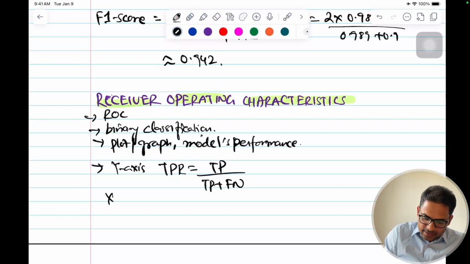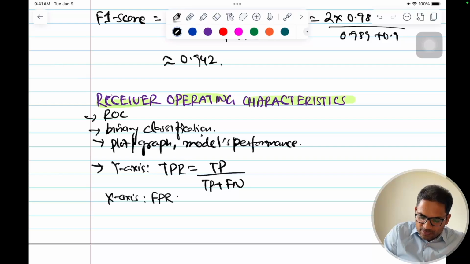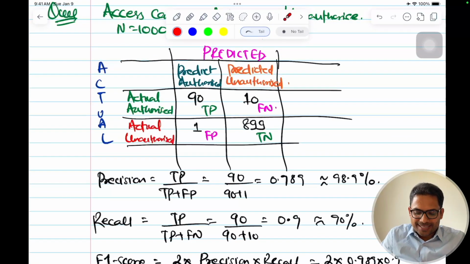And on the x-axis we have false positive rate. Okay, this is your FPR. And how is it defined? False positive rate is false positive by false positive plus true negative. So the y-axis is coming from here and the x-axis value is coming from here. So this by the sum of this and this. On the y-axis, true positive by the sum of these two.